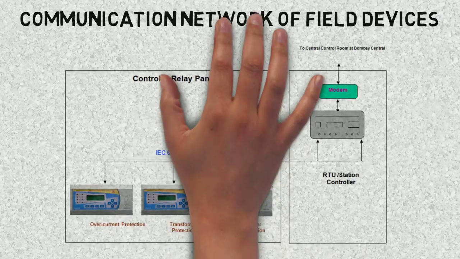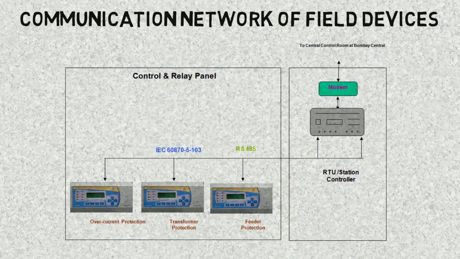All the protection relays have a communication port RS485 which has a unique address number by which it can be identified, and they communicate with the RCC, that is the Remote Control Center, which is located at Bombay Central and monitors the line from Churchgate to Virar as shown in this figure. Now let us have a look at the control panel images which are situated at Bombay Central.